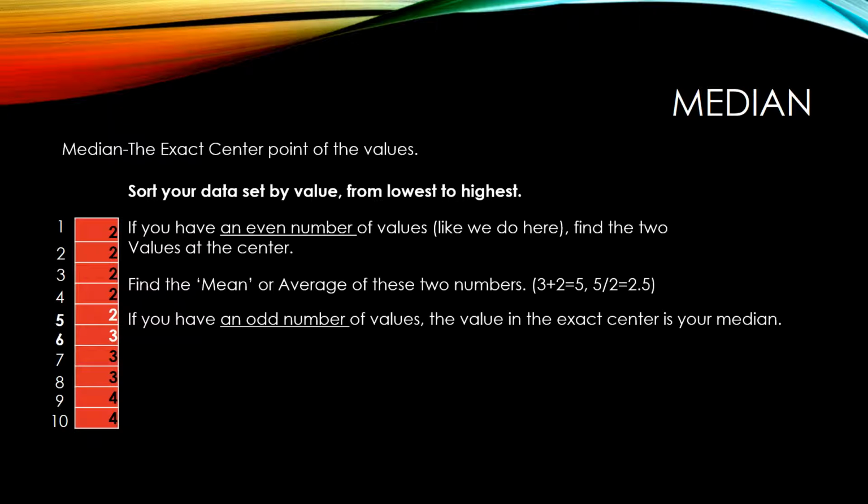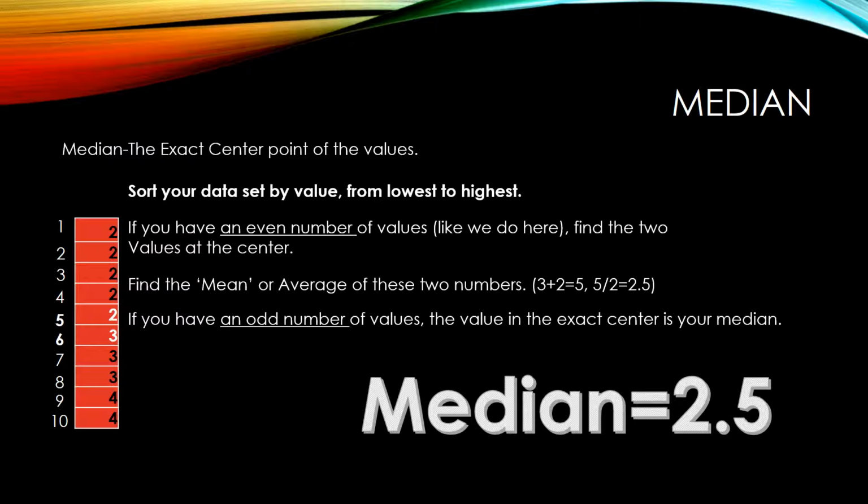If you have an odd number of values, the value in the exact center is your median. So in our case, our median is 2.5 because we had an even number of observations. We took the 2 center pieces and we got the average of those, and that gave us 2.5, so that's our median. If we'd had 11 observations, we could have just moved to whatever that value was in the exact center, and that would be our median.